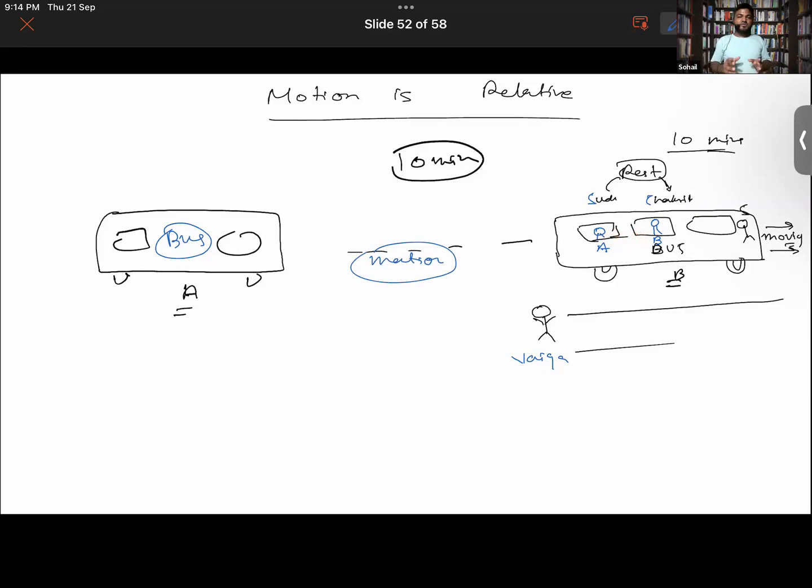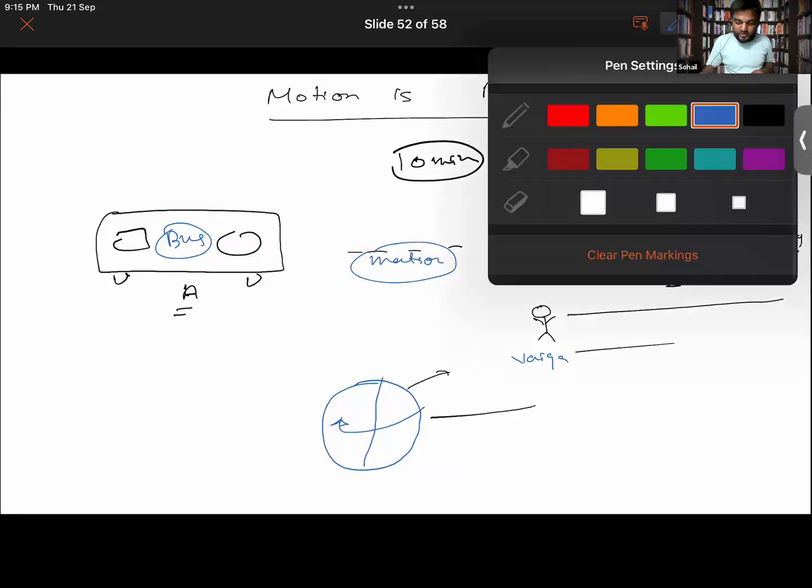You can take a similar example of us on Earth. The Earth is continuously moving. Earth is rotating on its axis, and Earth is also revolving around the sun. But we do not feel it, because in comparison to that motion, the rate at which it is moving is very low. That's why we don't feel it. Otherwise, if the earth were to spin at a very high speed, we would fall off into space. Anyways, coming back to the question, now what about Vaiga?